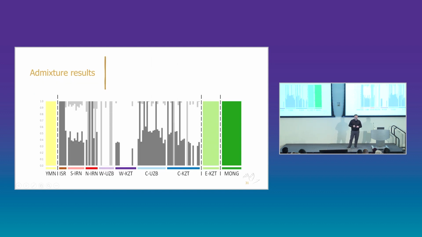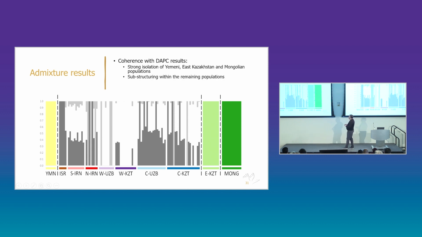And when we look at the admixture results, the first thing is that the results are coherent with the DAPC. So there's a convergence of the data, where we can see isolation of Yemen, East Kazakhstan, and Mongolia. And then within the remaining populations, we also see the substructuring, with Israel showing on the side, southern Iran, northern Iran, central Kazakhstan and Uzbekistan together, and western Kazakhstan and Uzbekistan on another one. So the results are coherent between the two analyses.